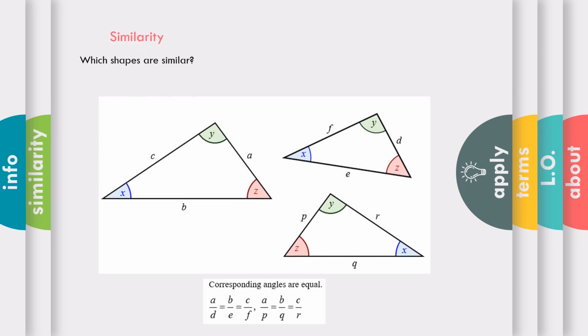Which shapes are similar? Actually, all three shapes are similar. But why? Well, if you look at the information we are given, you should see that all three triangles have the internal angles of X, Y, and Z. If the angles inside the triangles are the same, then they must be similar. This also means that the ratio of the sides must also be the same. We will look at a GCSE question using this knowledge next.